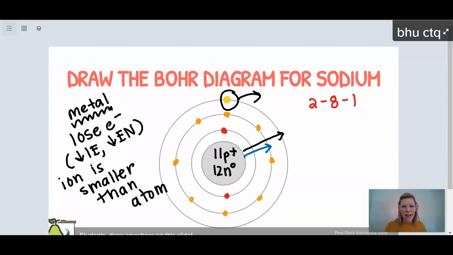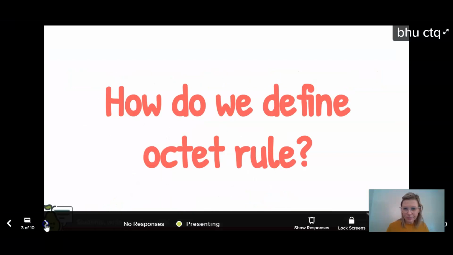Now, drawing Bohr diagrams is super tedious. It's really not necessary for this unit, because while it is helpful for us to visualize the atom, again, we're really only interested in ions. And because of that interest in the ions, we're going to talk about a new way to go ahead and draw those atoms, okay? So let's go ahead and skip to our next slide.